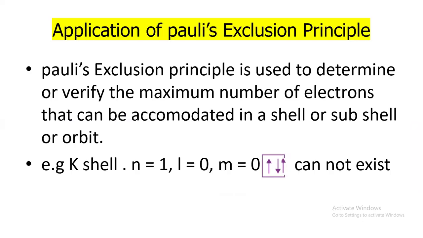Application of Pauli's exclusion principle. Pauli's exclusion principle is used to determine or verify the maximum number of electrons that can be accommodated in a cell, subcell, or orbit. For example, in the K cell, n equals 1, l equals 0, m equals 0, a third electron cannot exist in this one cell.